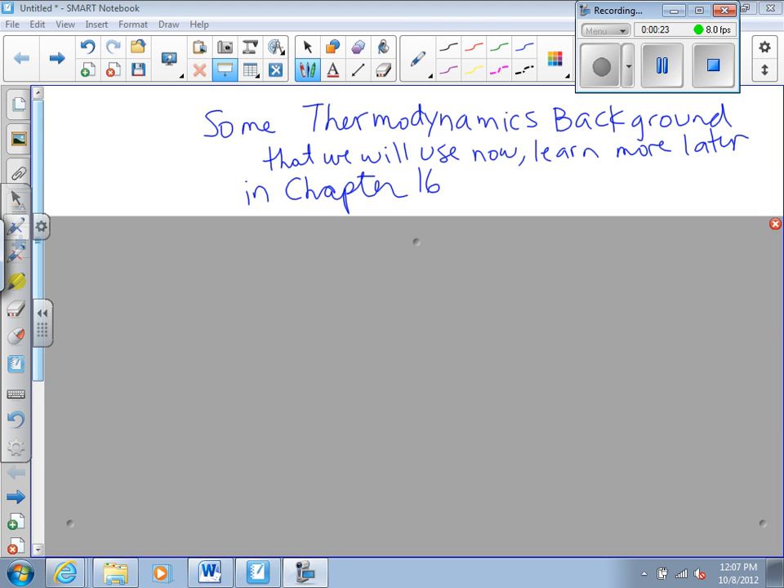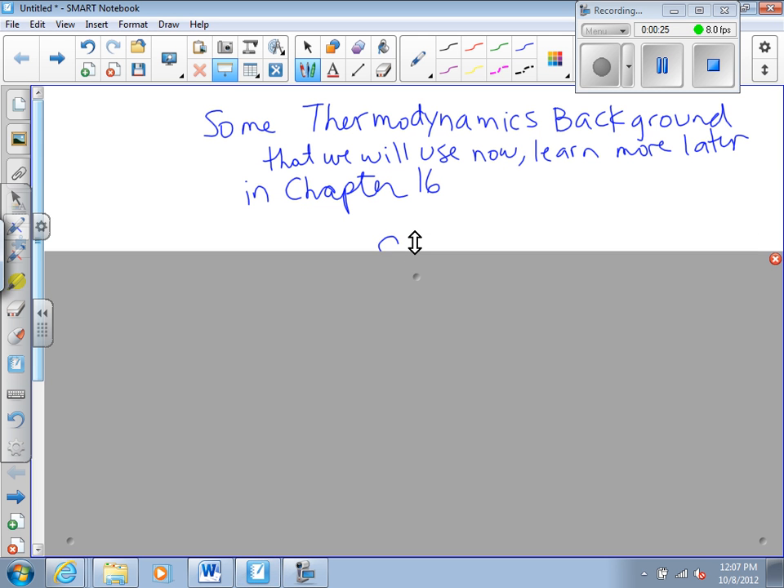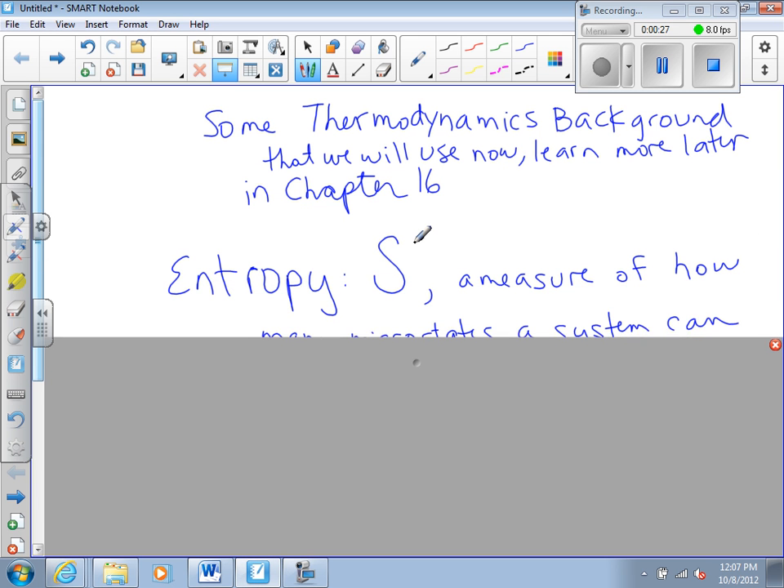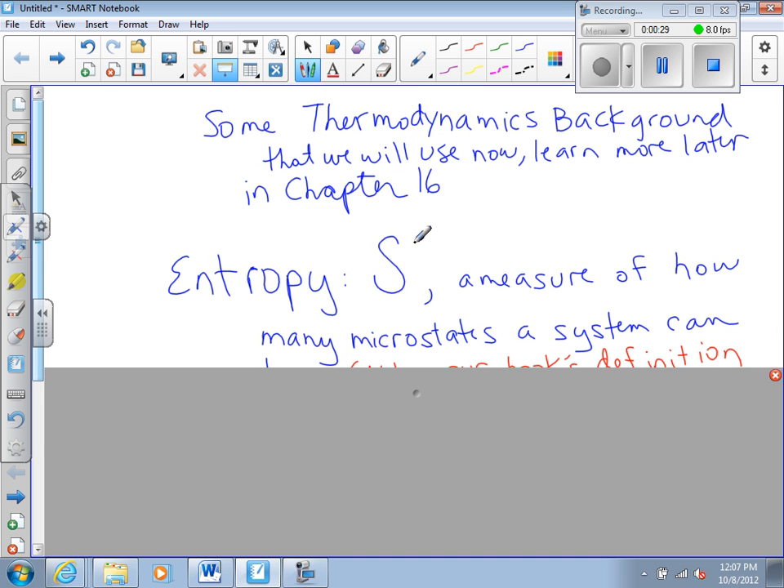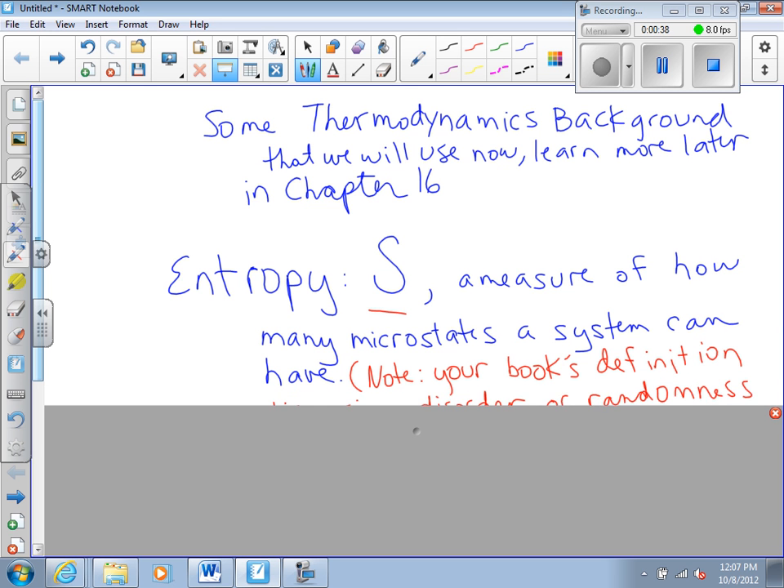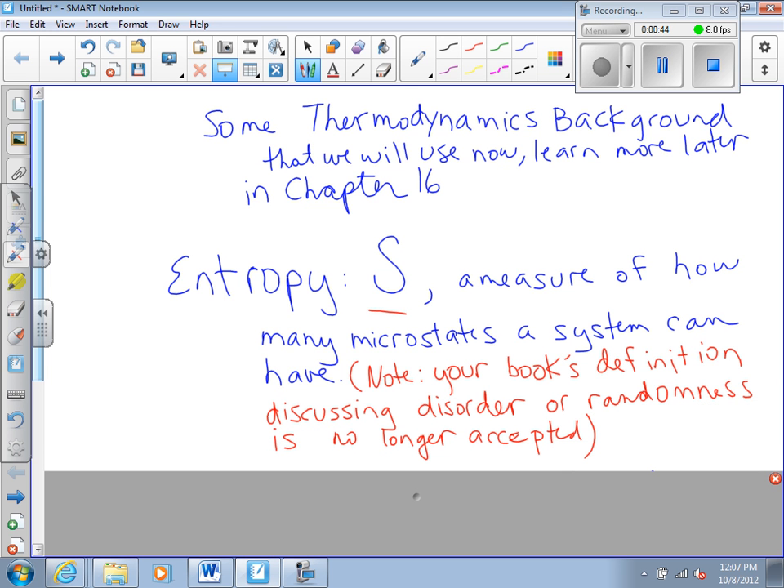All right, so the first thing we're going to talk about is entropy, which we learned about in class a little bit. And entropy has the symbol S. And it is a measure of how many microstates a system can have. And we'll discuss microstates a little more in a moment. And there's a very important book note here. You don't need to write the note down, you just need to know.